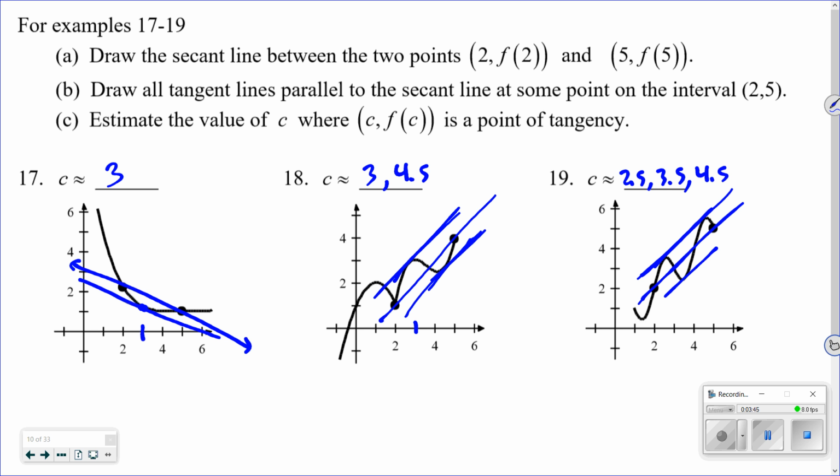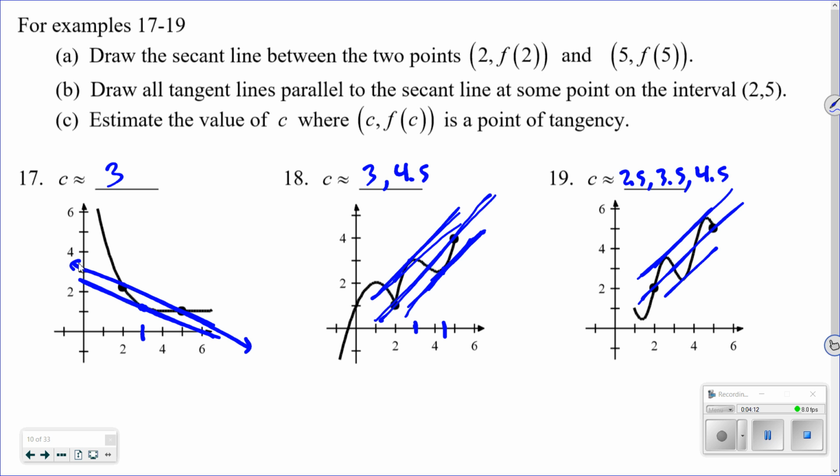All right, hopefully you paused that and you went through all those. Let's talk about it. We did this first one, right? There's my secant line. There's my tangent line. So we approximated about 3 as the X value. On this one, here's my secant line. My first tangent line, I just estimated. Again, this is an estimate. I estimated about 3 again. The second tangent line right there that's parallel to that secant line, I estimated to be about 4.5.